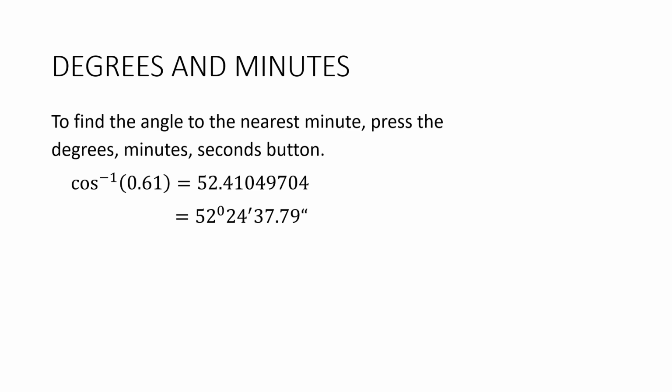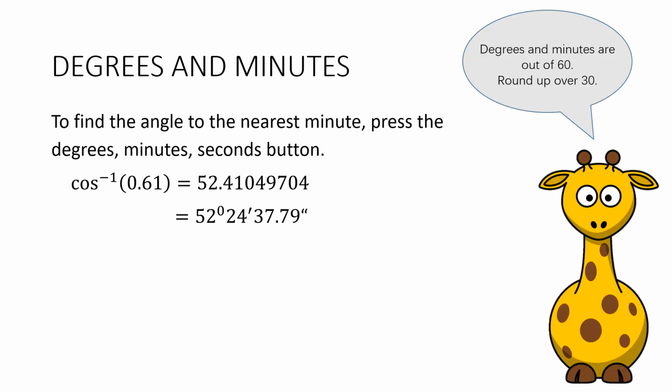Now remember how I said that degrees and minutes are out of 60. That means that we round up over 30. Let's have a look at that. So we want it to the nearest minute, which is here. So we're going to chop it there. Have a look at the next entry, 37. That is greater than 30, so we're going to round up. So our final answer is going to be 52 degrees and 25 minutes.